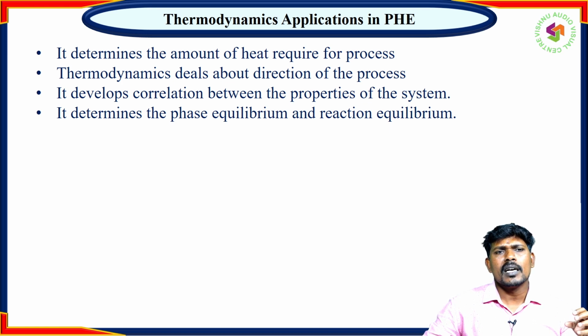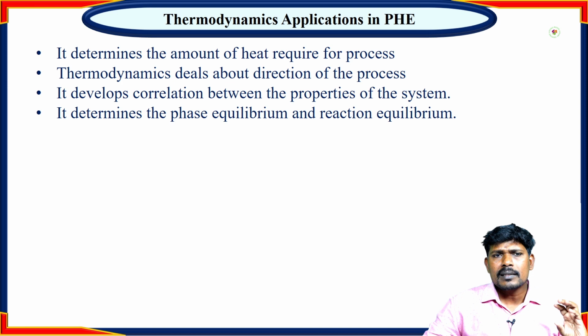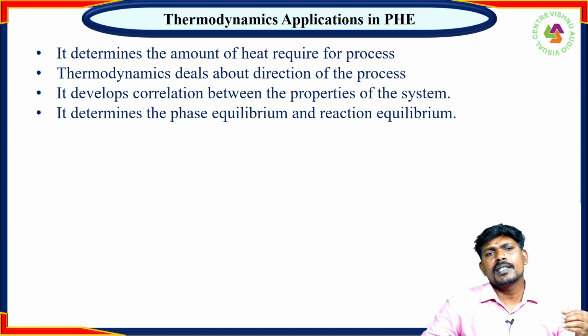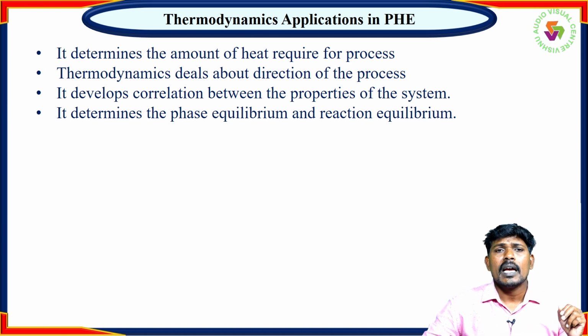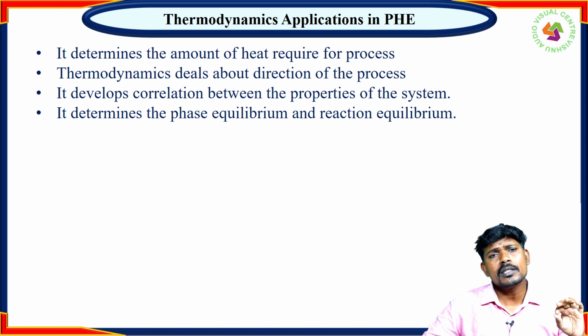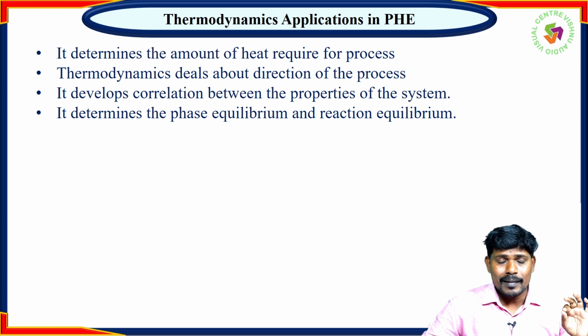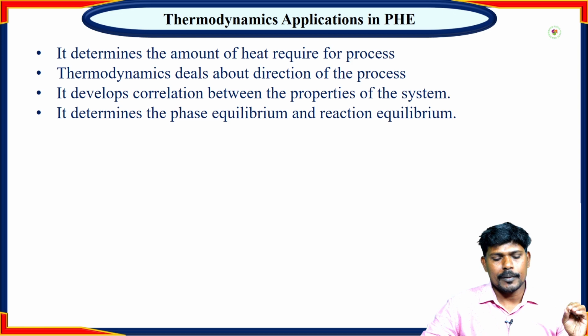For example, in a chemical reaction where A plus B gives rise to C and also D, in this condition, which direction the reaction can move can be explained by thermodynamics. It also develops the correlation between the properties of the system. It is also helpful to determine the phase equilibrium and reaction equilibrium.